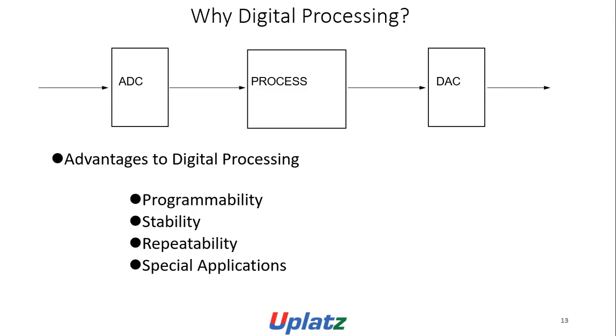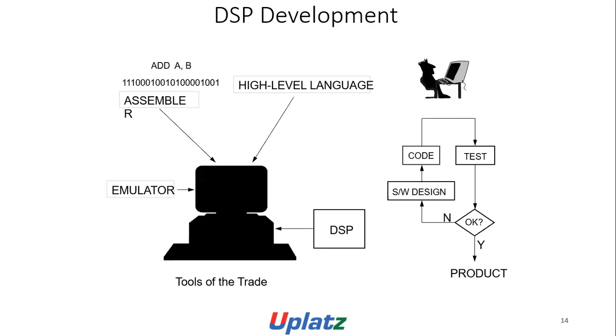Advantages: programmability, stability, repeatability, and special applications are possible. For DSP development, the assembler, high-level language, and emulator tools of the trade are put along with the DSP in a system, and we do the software design, code, and test it. If it is okay, then the product comes out. If it is not okay, we repeat the process.